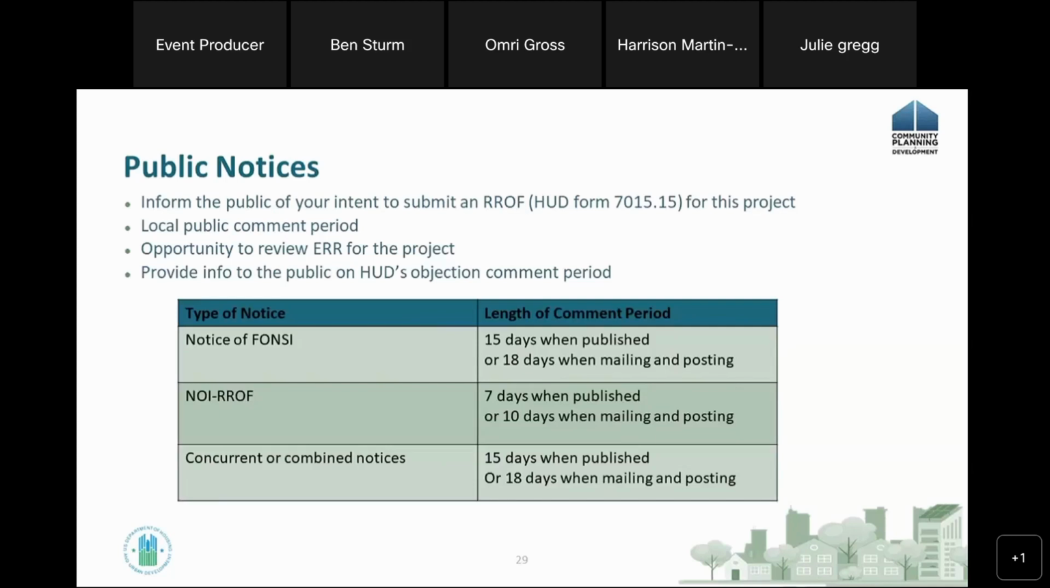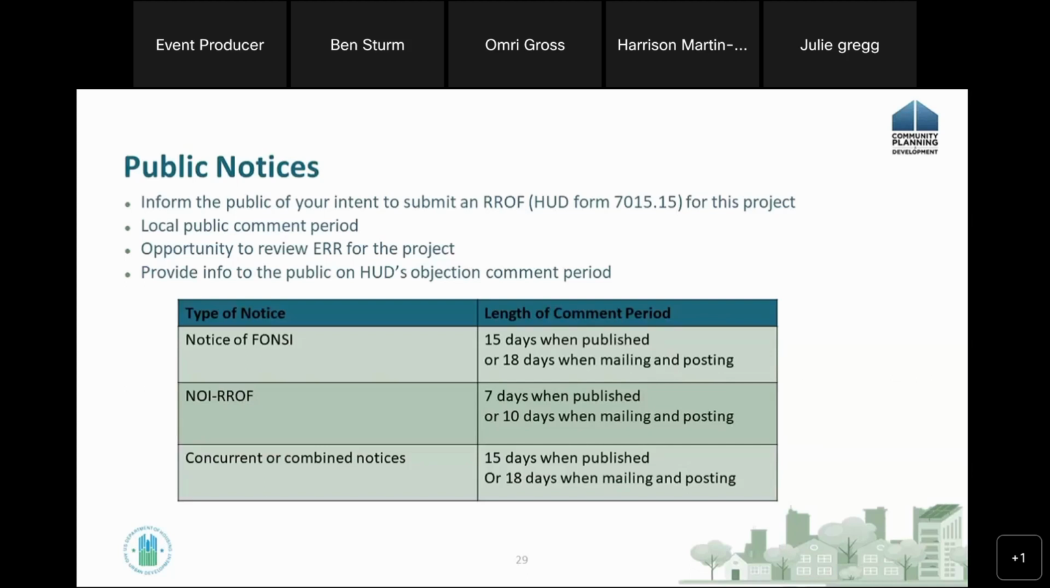The public notice process is required in order to allow the responsible entity an opportunity to inform the public of any conditions that were identified during the review and to inform the public of your intent to submit a request for release of funds to HUD. The public notice process is carried out by the responsible entity, often with the grantee's assistance. As we discussed in the level of review slides, sometimes the circumstances of an environmental review will require the publication of one or more types of public notices.